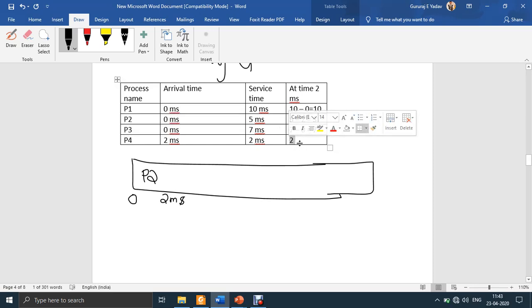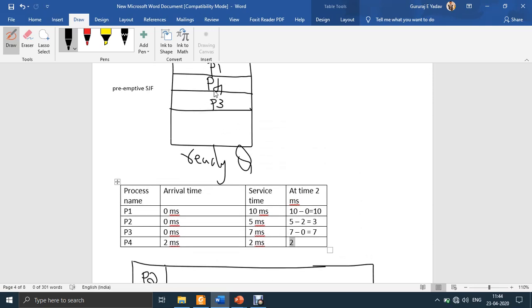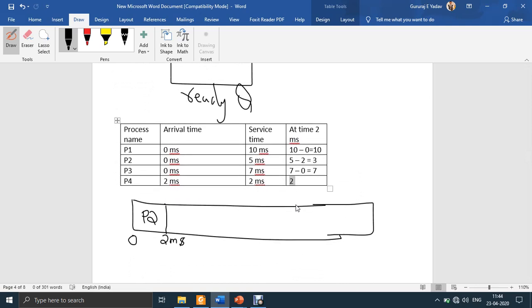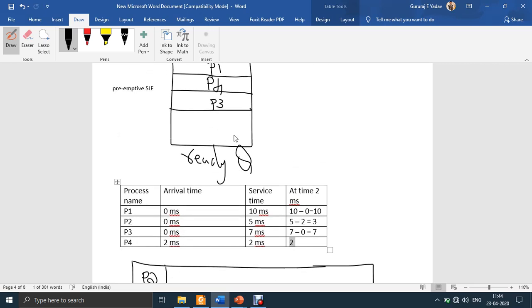So P4 has the minimum estimated completion time. Then immediately P2 will be preempted. At what time will it be preempted? At 2 milliseconds. Why? Because a new process P4 has come whose estimated completion time is 2 milliseconds, which is less than the remaining time of P2, which is 3 milliseconds. That is why P2 will be preempted, that is, it will be moved back to the ready queue.